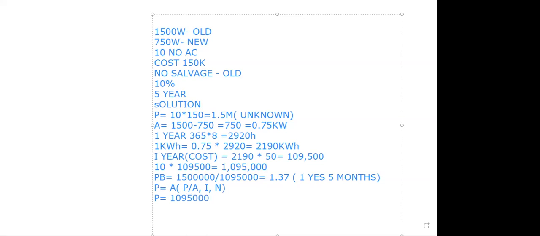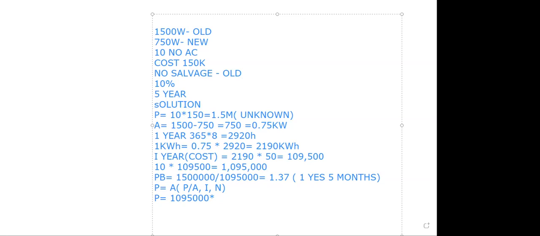109,500 multiplied by the table factor. Table factor will now be P over A. We are doing capital recovery. I've already seen it because we want to recover. No, not capital recovery. P over A. Yeah, present worth. What is the present worth of that investment? So we can compare whether it's worth it.